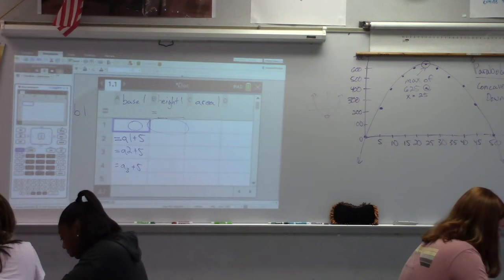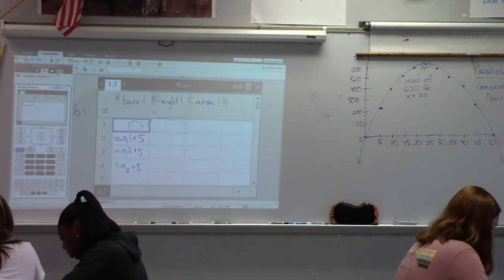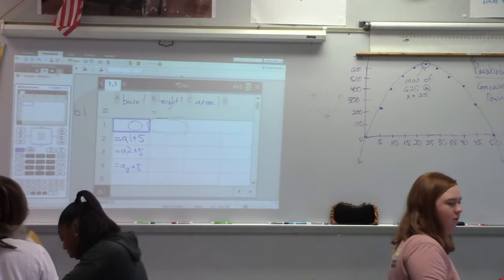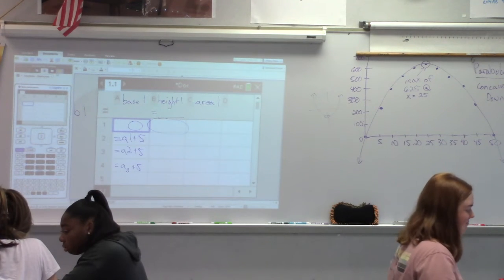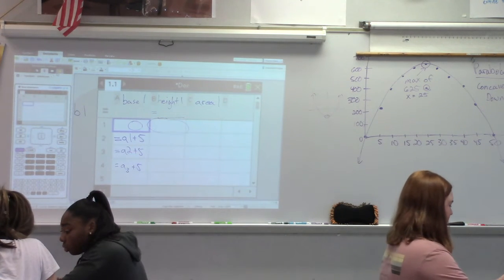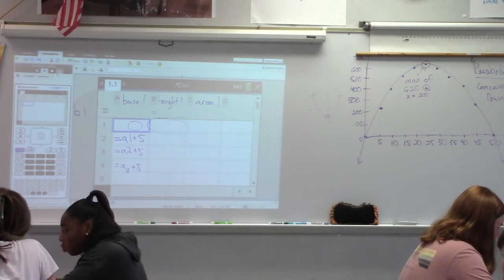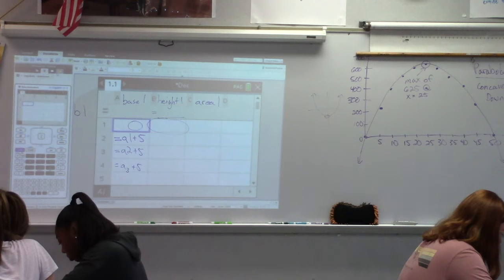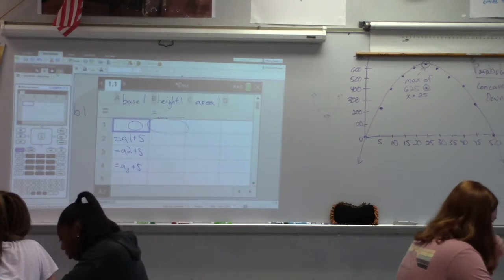Alright, Jake, you had a question? So if you have an equation for height to an area too, you need your base to be your input, right? Get your tables going. Let me know if you have questions. Y'all good now? Making sense out of it?